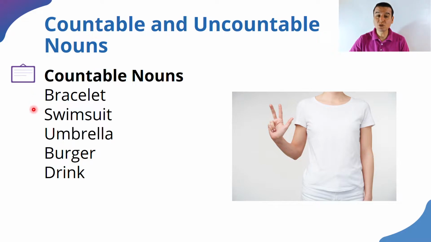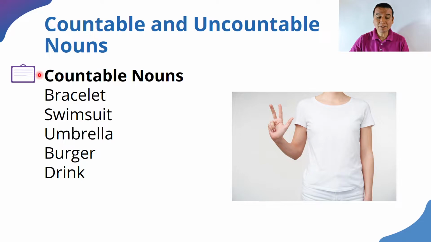Same thing with swimsuit. I can say I have 3 swimsuits. Umbrella, 1, 2, 3 umbrellas. Burger, I ate 2 or 3 burgers, small burgers, last night, for example. Or we can say drink. I have 2 drinks, 3 drinks that we can count. All right. So, for example, I have lemonade, water, and juice. So those are 3 different drinks. All right. So those are countable nouns. Things, objects, even people, nouns that we can count.